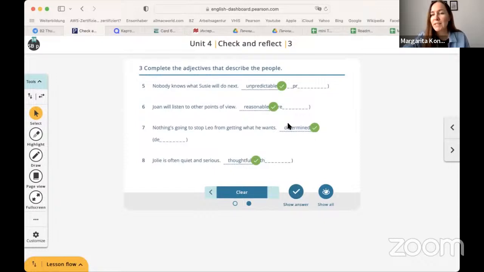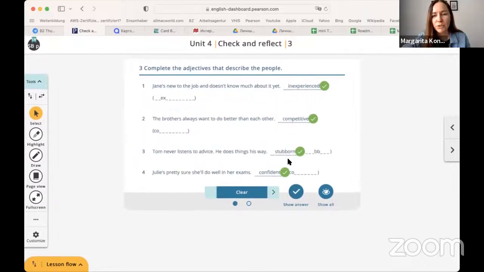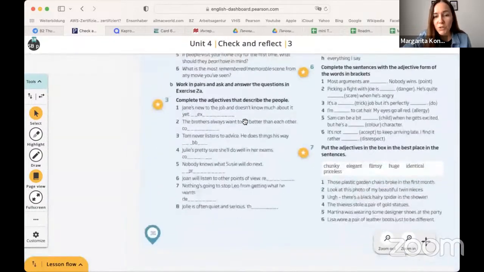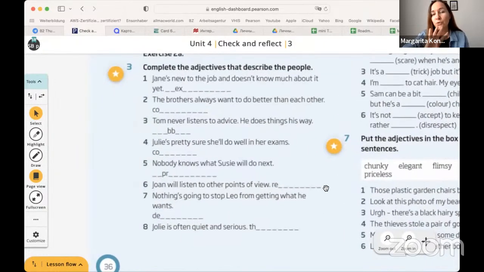So, Ekaterina, we've got determined to remember. Reasonable. Unpredictable. We had confident. Inexperienced also. Okay. We had here 8 words. I'm sorry. I'd like you to choose 4 of these adjectives, and think of people you know who can be described with the help of these adjectives. Please don't write the sentences. Write, for example, Maria, determined. Alex, I don't know, stubborn, and so on. Okay? Just short notes.